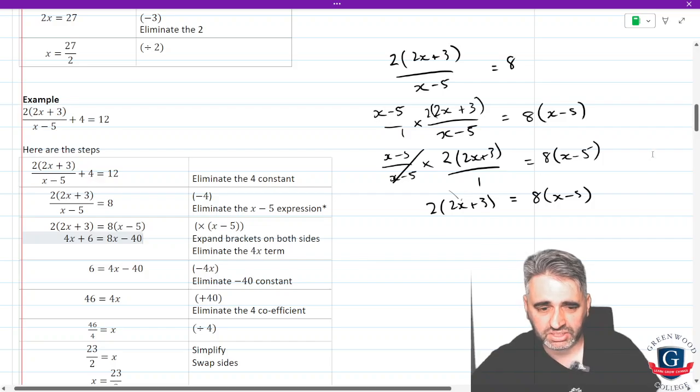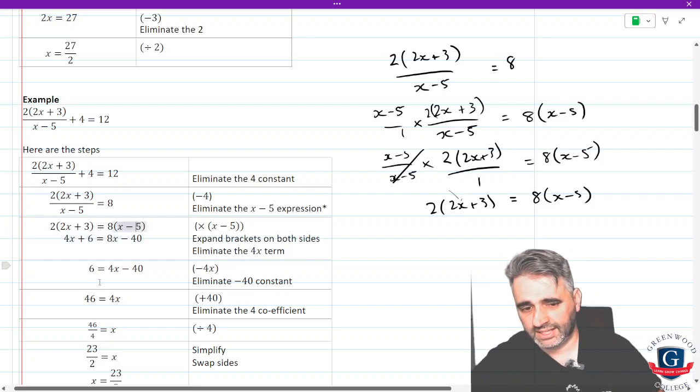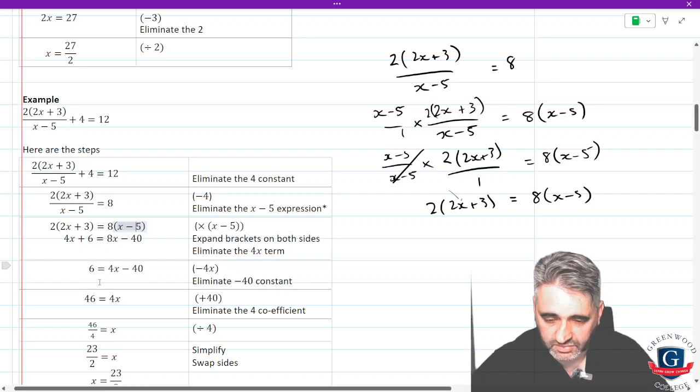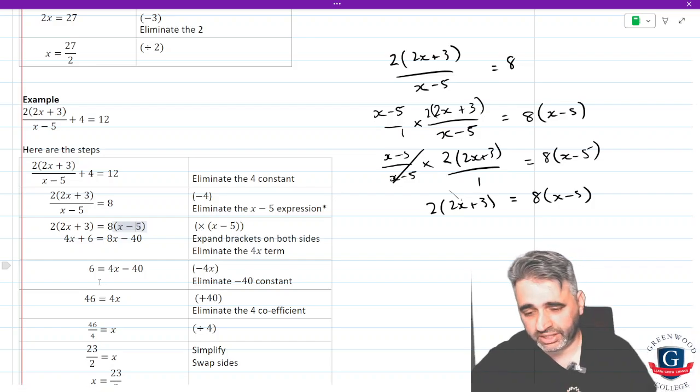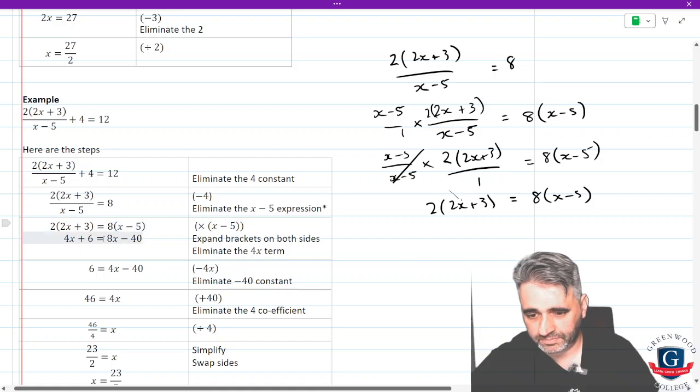Now, typically you won't do all of this. You'll just go multiply both sides by x minus 5, go to this line, because you know what's going on. Then multiply out both brackets. You end up with this term here, this equation here.